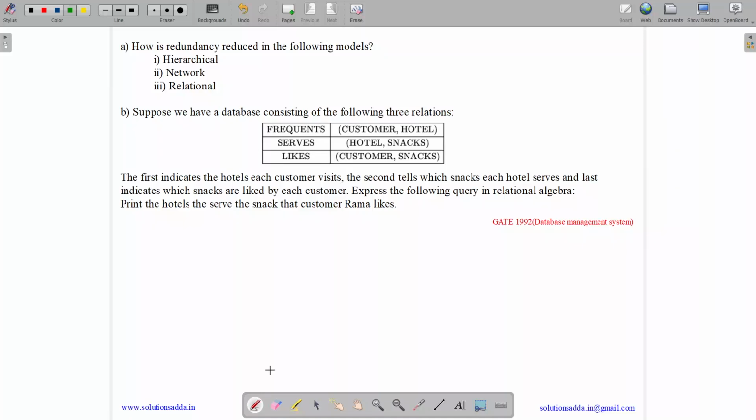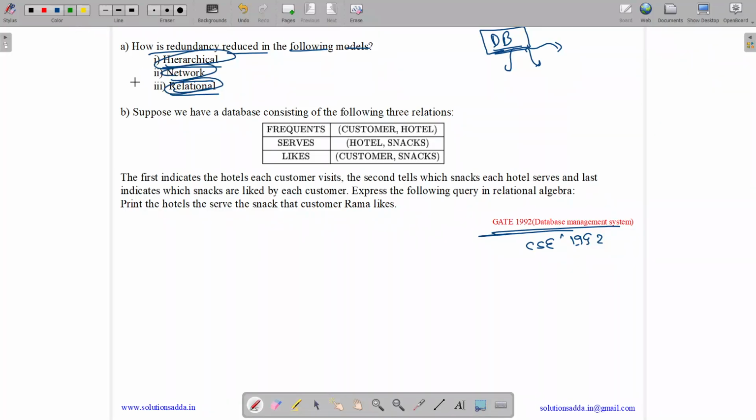This question belongs to the database management system subject and was asked in GATE CSE 1992. The question states, how is redundancy reduced in the following models? Hierarchical, network and relational model. If we have a database which is basically a collection of files, then we can store these files in various methods. These three are those methods: hierarchical, network and relational.